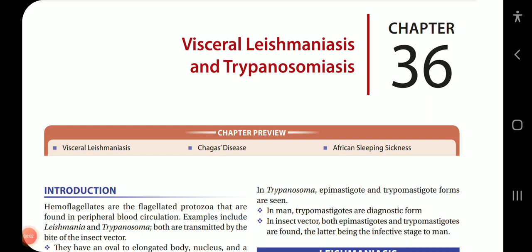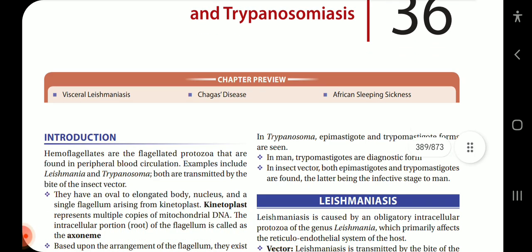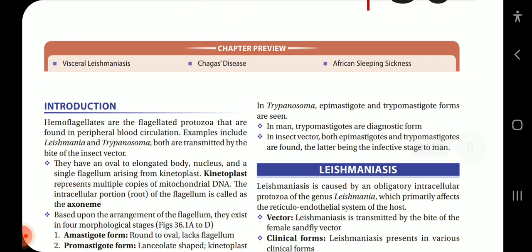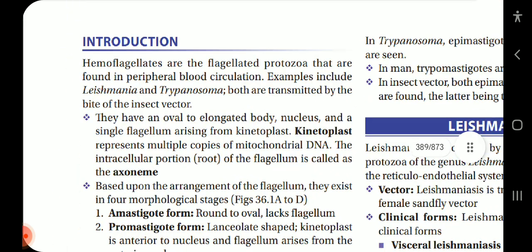Chapter 36 of Apurba Sastry Essentials of Microbiology, which is Visceral Leishmaniasis and Trypanosomiasis. Chapter preview. In this chapter, we will be previewing visceral leishmaniasis, Chagas disease, and African sleeping sickness.